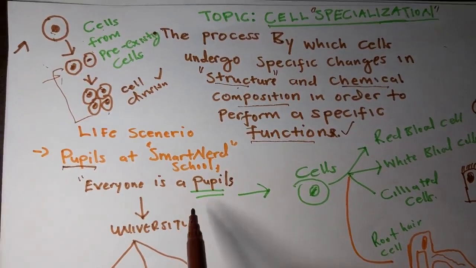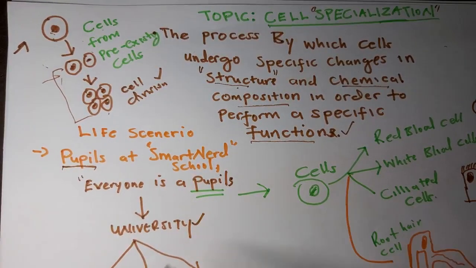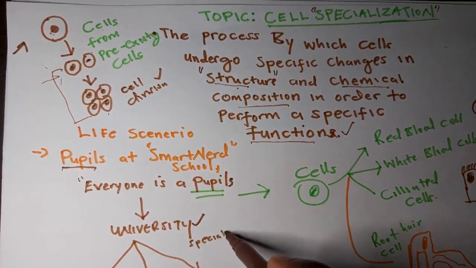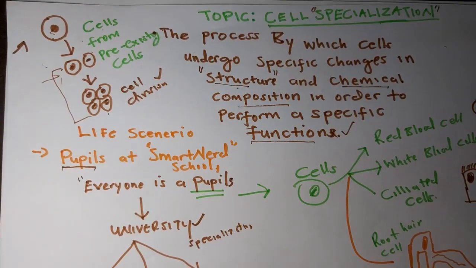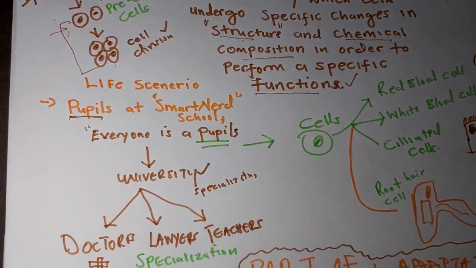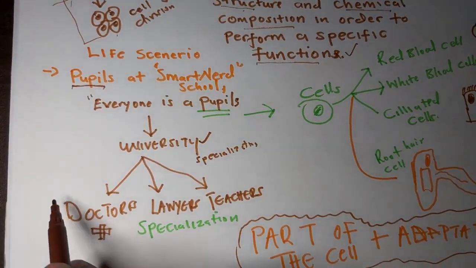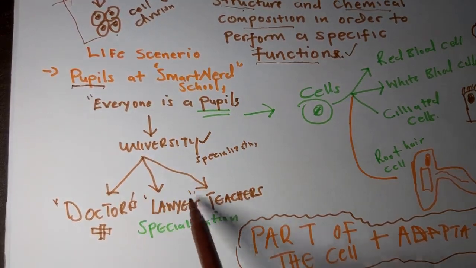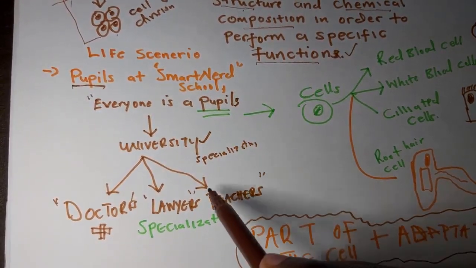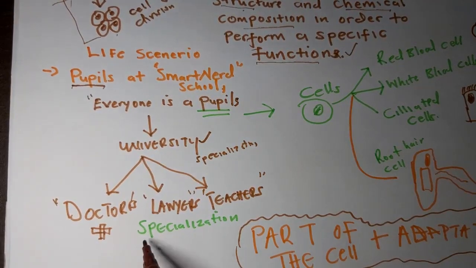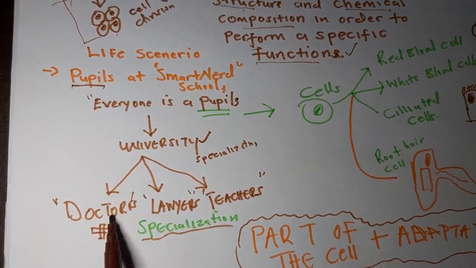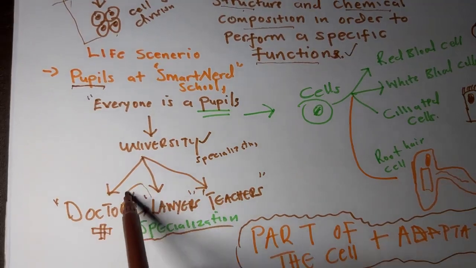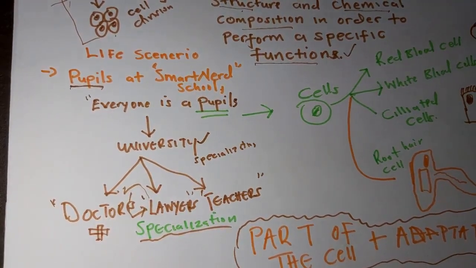Let's say these pupils graduate from their secondary schools and get enrolled at university, and this is the beginning of specialization. At the end of university, you now have pupils that become doctors. That's their specific function. Pupils that become lawyers, that's their specific function. Pupils that become teachers, that is their specific function. We call this specialization. A doctor is specialized. He can never go and do what a lawyer does. Similarly, a lawyer can never go and do what a doctor does unless they specialize again and go and study medicine.